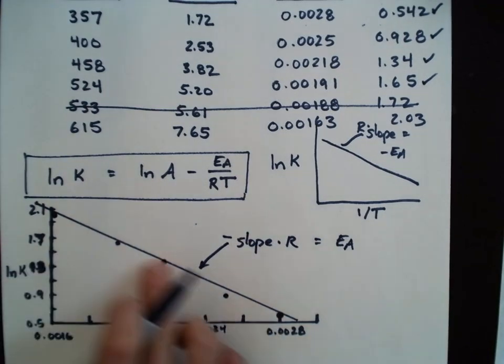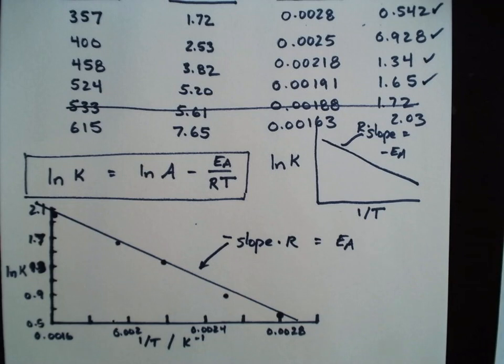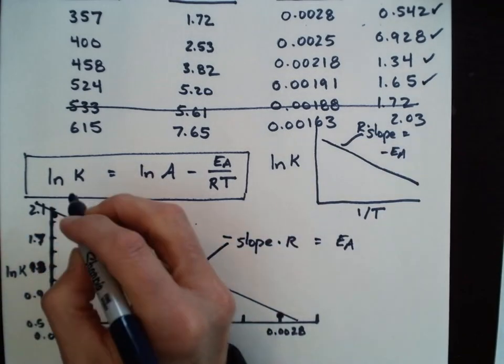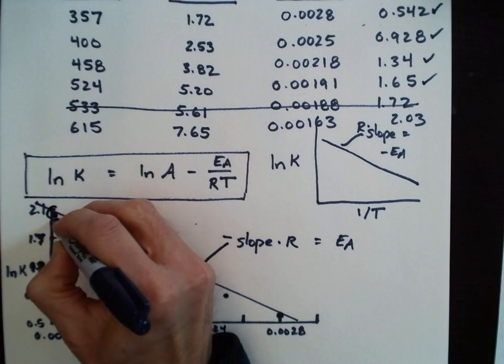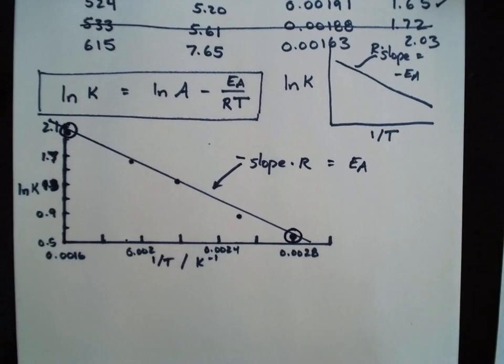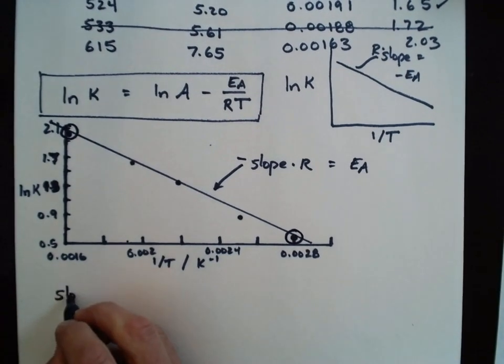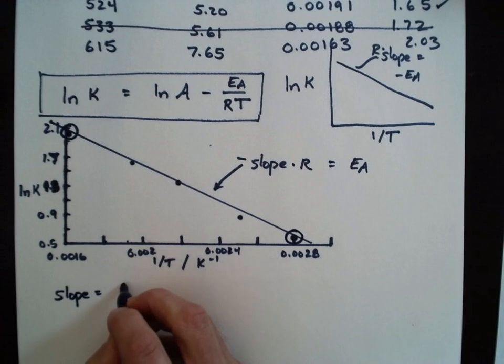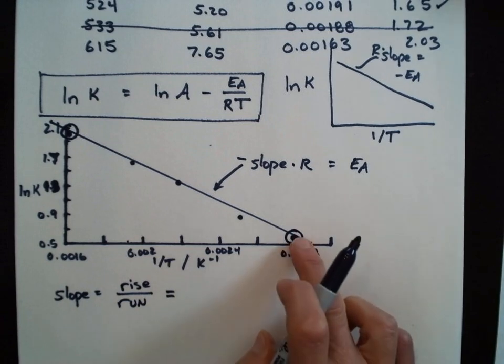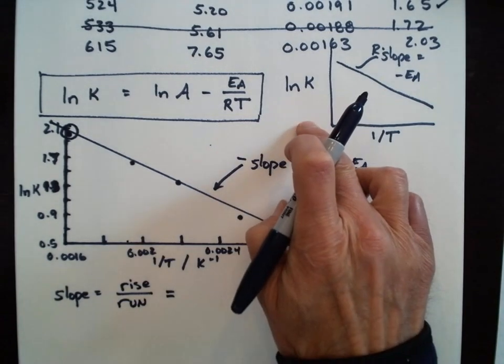Well, I can choose any two points along this line to do this on. So I suppose I'll just take two of my experimental points. I might as well have done this from the beginning. But let's take this point here and this point here, and we'll find the slope between these two points. So the slope, we'll remember, is going to be equal to the rise of our graph divided by the run. The rise is how far up we go.